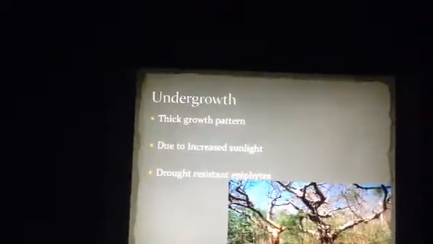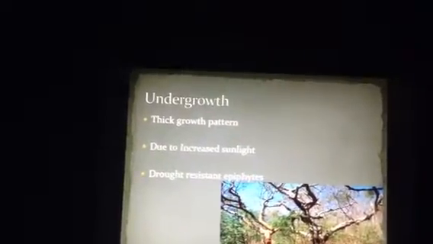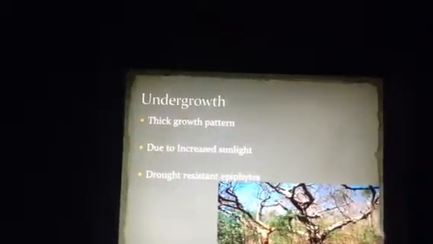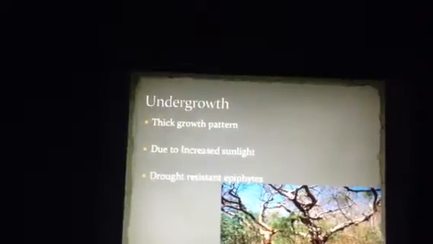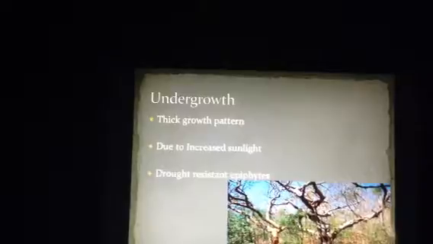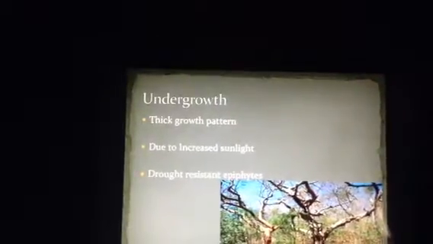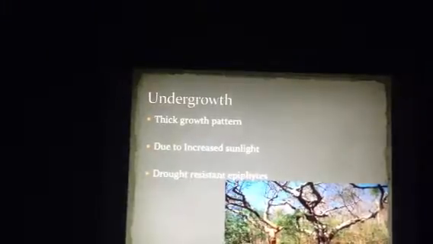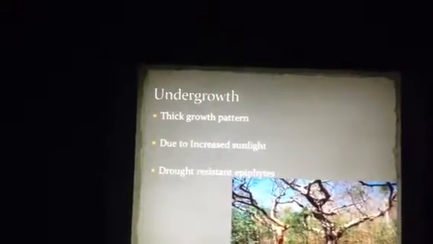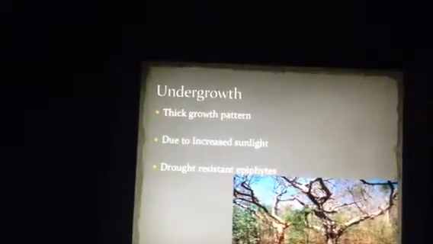So undergrowth in this area is going to be pretty thick, due to the increased sunlight, and that's from your canopy being a little lower. You're going to be able to find drought resistant epiphytes, and an epiphyte is a type of plant that grows on another plant, but it's not parasitic, so they kind of coexist together.